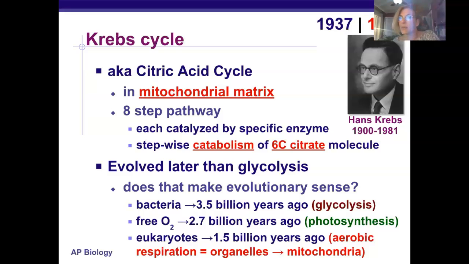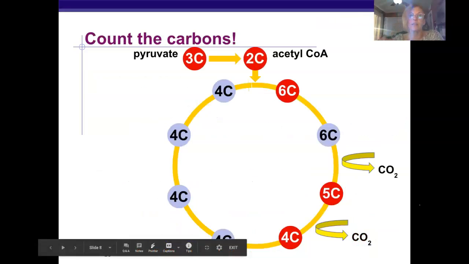Oxygen started showing up in the atmosphere about 2.7 billion years ago. Remember, cyanobacteria makes oxygen. And so the atmosphere and the environment started changing, which allowed for evolution, organisms better suited for our environments. So our eukaryotes appeared about 1.5 billion years ago, and that's where we start having aerobic respiration within the mitochondria. So just talking about changes over time.